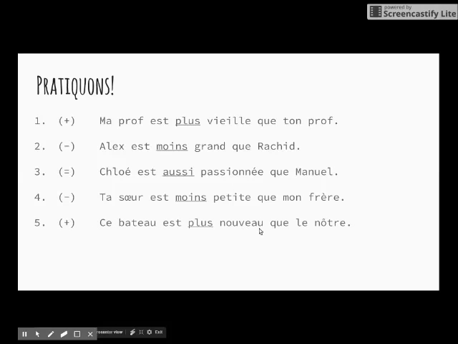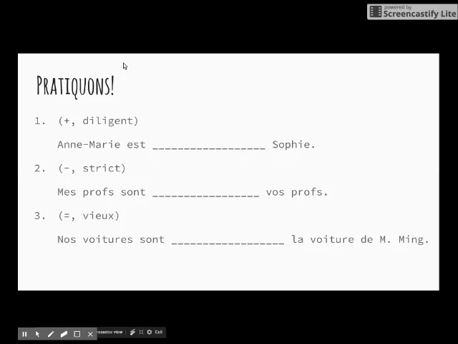Ce bateau est plus nouveau que le nôtre. Plus, the plus sign, ce bateau est plus nouveau que le nôtre. Nouveau, masculin singulier, masculine singular, because of ce bateau. Et equal sign, cette lumière est aussi brillante que celle-ci. Aussi does not change, right? It's just the adjective that adds that E because of cette lumière.